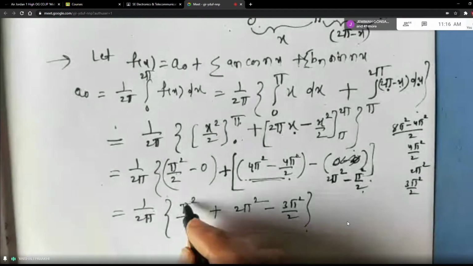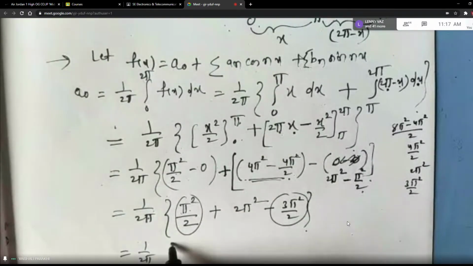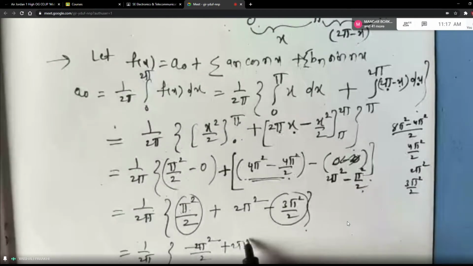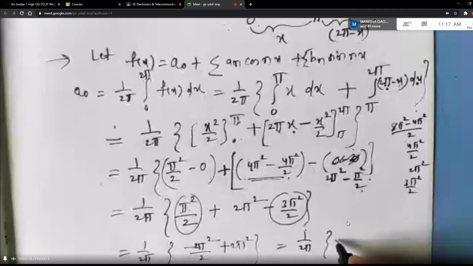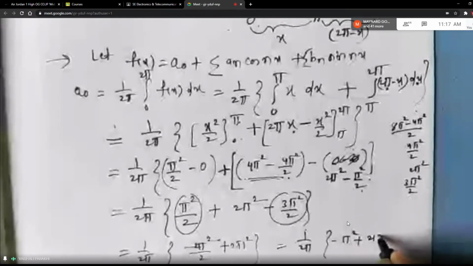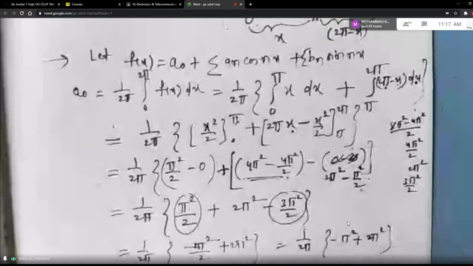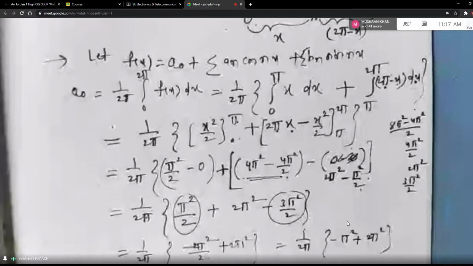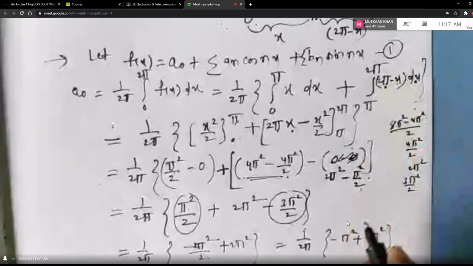Now you can collect these like terms. So pi square minus 3 pi square is minus pi square, minus 2 pi square by 2 and plus 2 pi square. So this is 1 by 2 pi. This is minus pi square plus 2 pi square, which is 1 by 2 pi pi square. 1 pi square will go and it is pi by 2. So your A naught is pi by 2. So suppose this is your equation 1. This is 2.